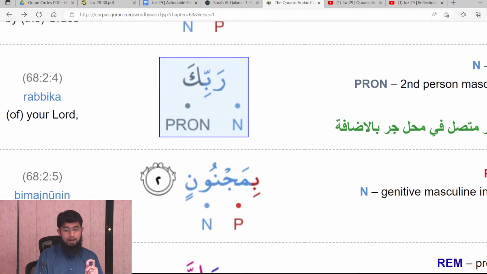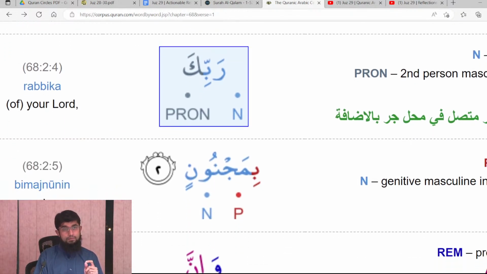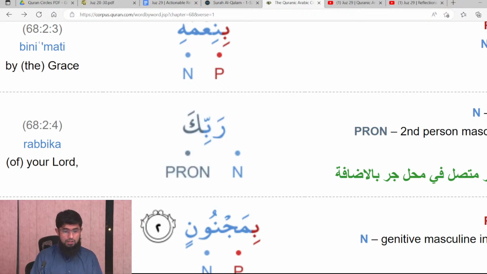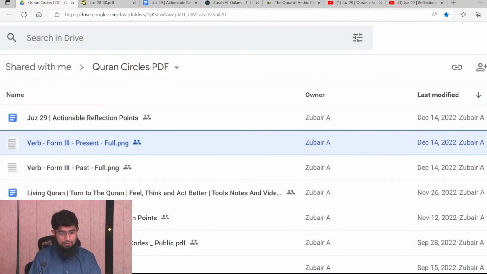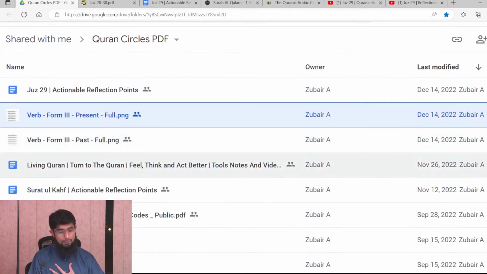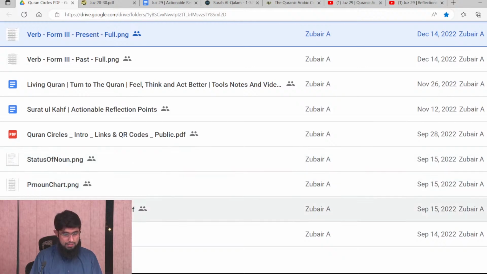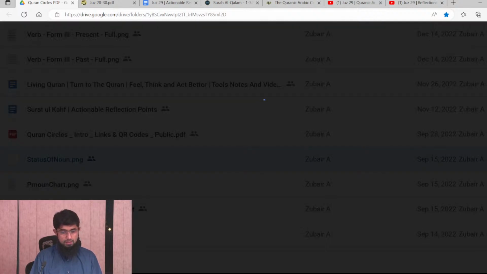That is Rabbaka. What is different? Okay, good. So Rabbaka and Rabbika, from our perspective, no difference. We'll translate it as your Lord, your Lord. Now, we talked about this before, so I'll just show it to you. This is helpful, especially when you're doing the memorization. So this comes here, status of noun.